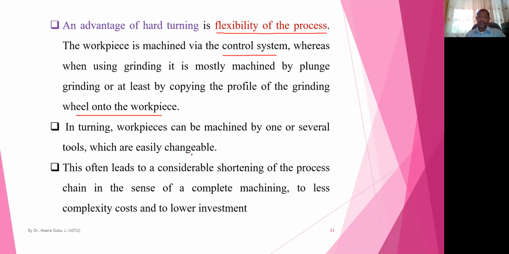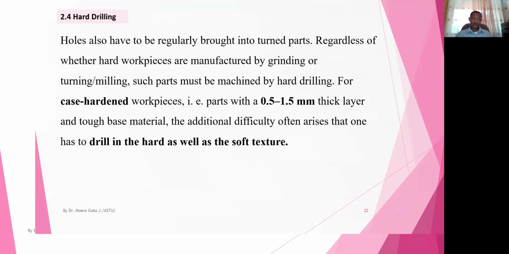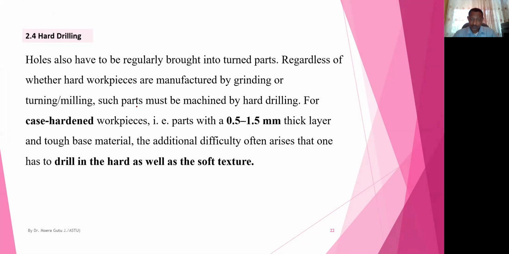You can machine within a single cutting tool or several cutting tools, by changing, or simultaneously also. It is possible to machine simultaneously with a multi-cutting tool. This often leads to a considerable shortening of the process chain in the sense of completing machining, so to less complexity costs and to lower investments. Means it will increase what? Productivity when you use a multi-cutting hard turning process.